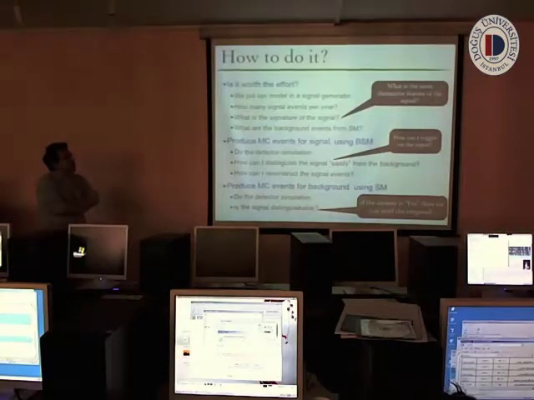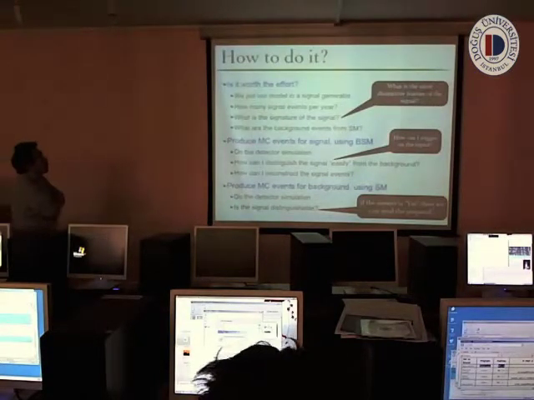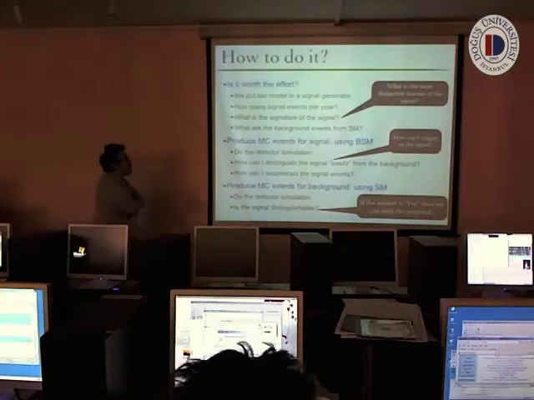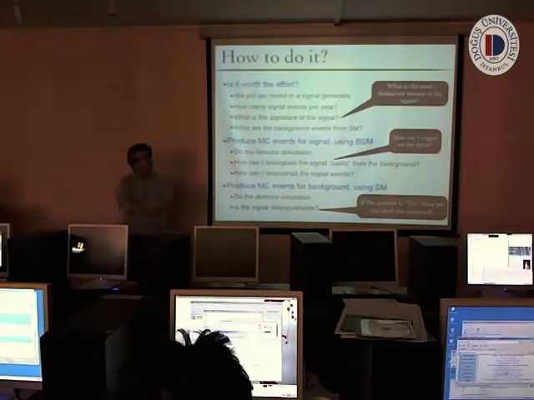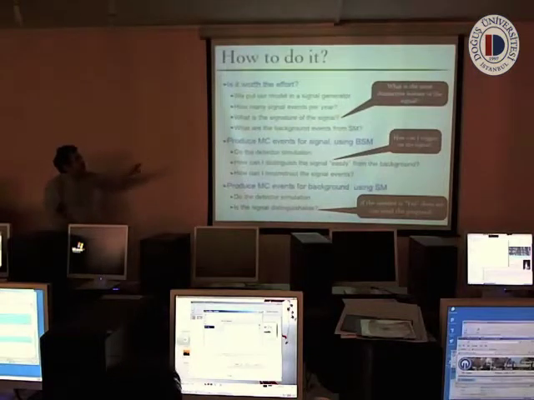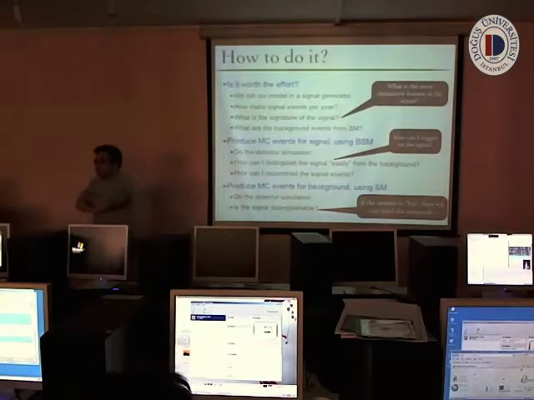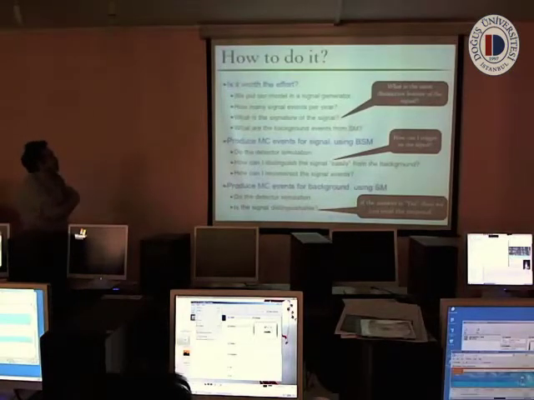Meaning, we are going to put our model into a Monte Carlo generator, our signal. Then we will calculate how many signal events we are going to produce per year. We have already discussed the third sub-bullet. What is the signature of the signal? We discussed this: two jets plus missing energy, missing ET.